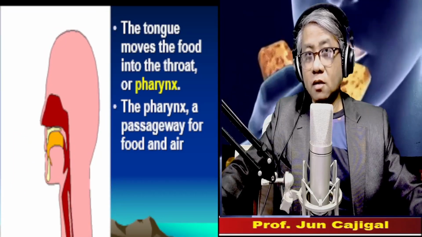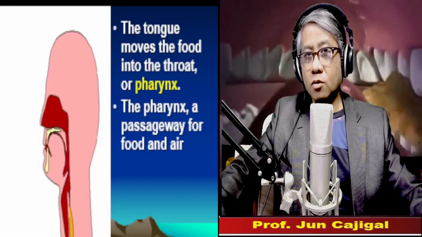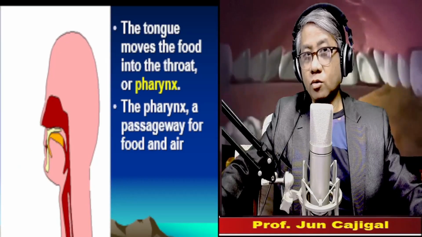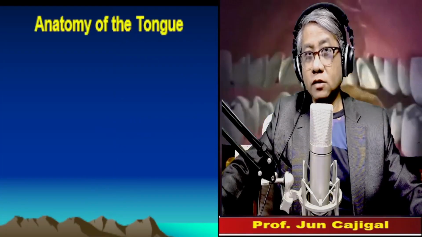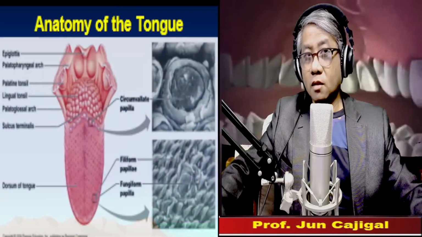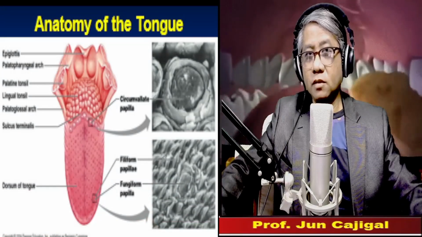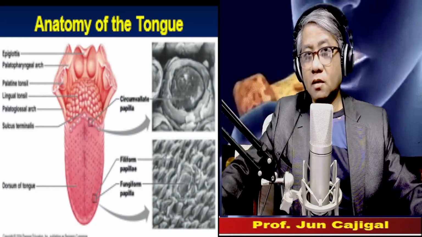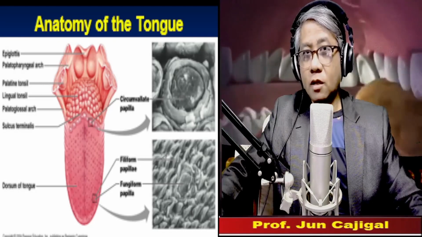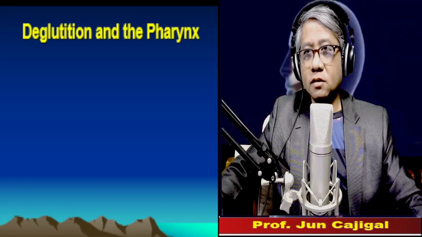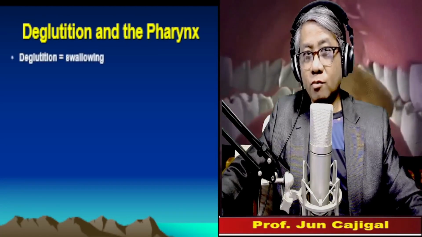And as you could see here, the tongue really plays an important role in moving the food into the pharynx or the throat. Now, the tongue is a muscle that pushes and moves the food into the throat, and the tongue also contains nerve endings in the form of taste buds, and that makes the tongue a sense organ. So this swallowing motion with the aid of the tongue is known as deglutition. So deglutition simply means swallowing.